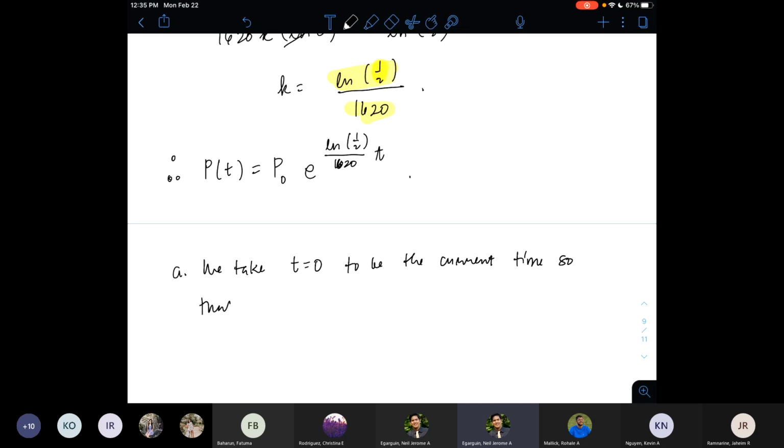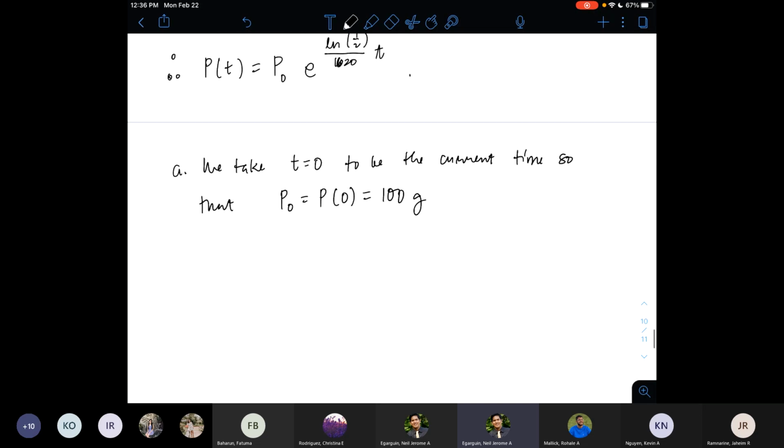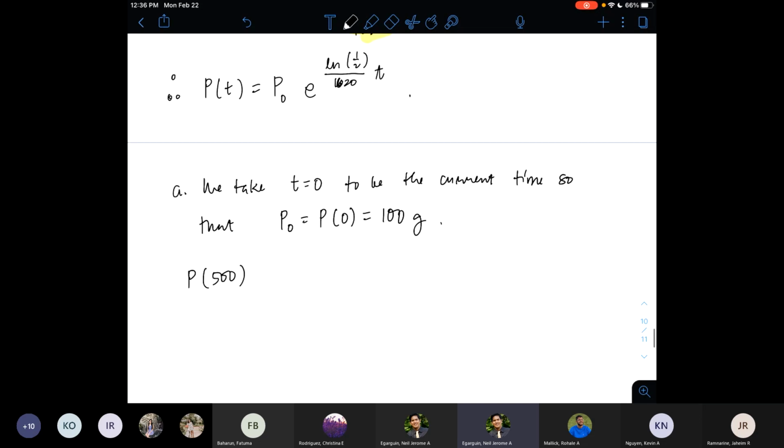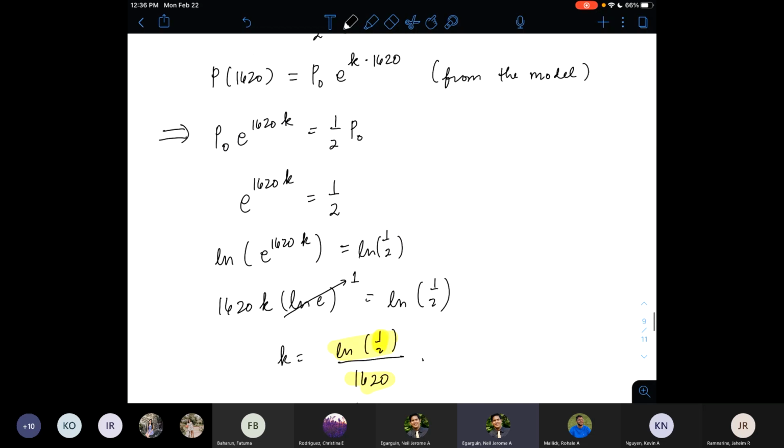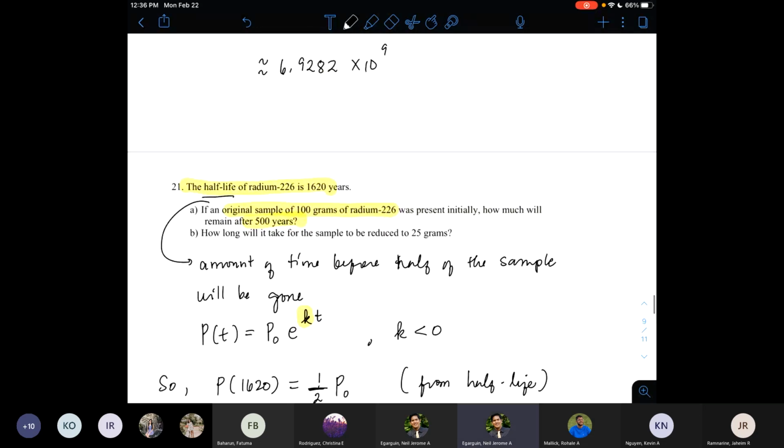So P sub 0, which is the amount of material at time 0, is equal to 100 grams from the problem, right? It says that at this particular moment, there's 100 grams of the radium present. And we're looking for how much of that radium will be present 500 years from now. So 500 years from now is t equals 500. That means we're looking for P of 500. Let me just double check the problem. Yeah, we're looking for 500 years.